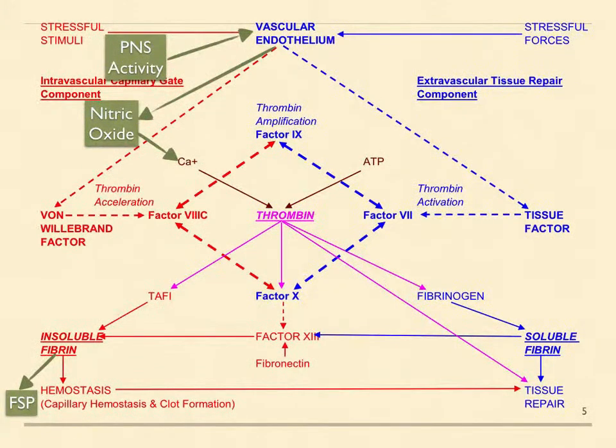It releases nitric oxide from the vascular endothelium in accord with parasympathetic nervous system tone and activity to disintegrate insoluble fibrin. It regulates the equilibrium of fibrinogen, soluble fibrin, and insoluble fibrin in flowing blood.